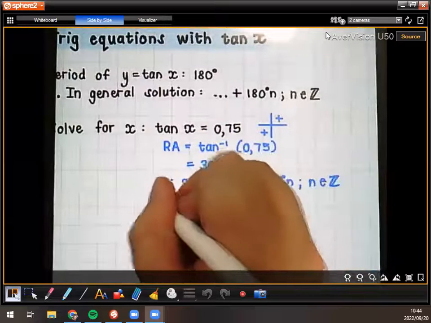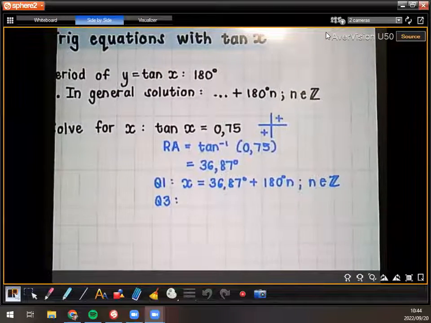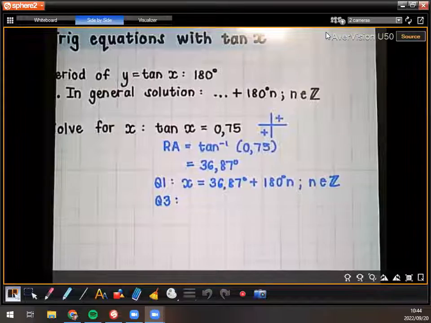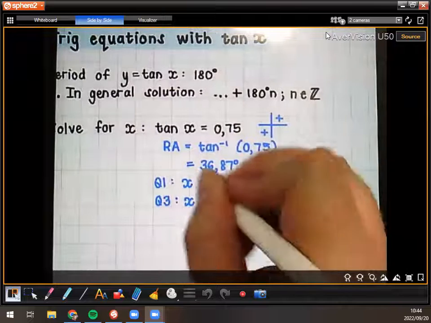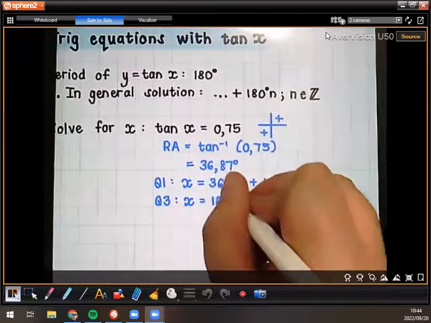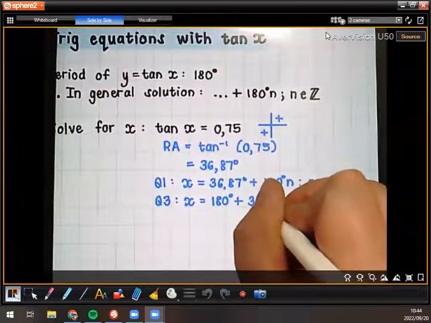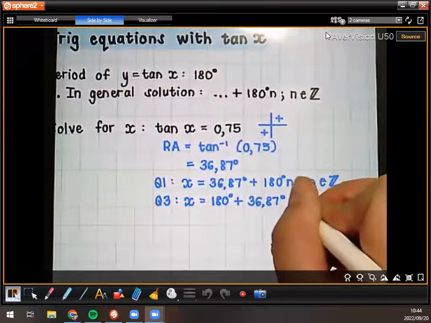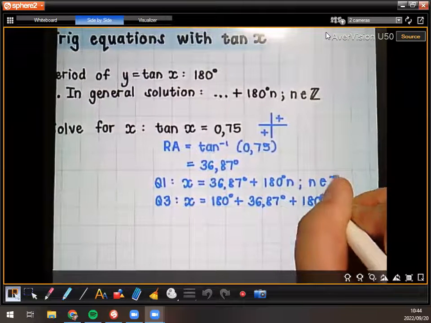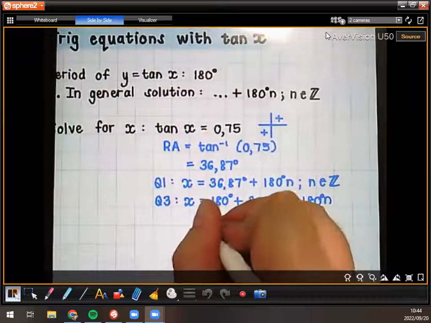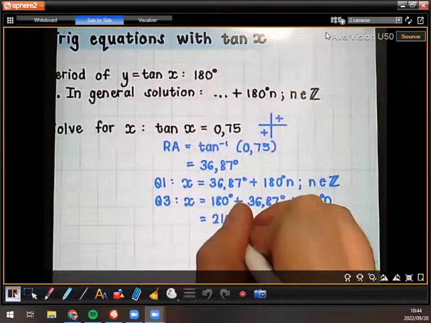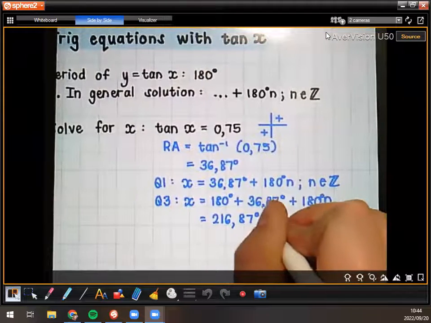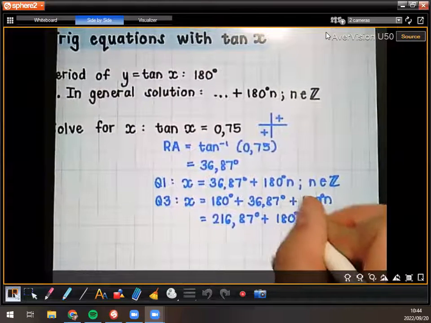So what I'm going to do is write the second one, and then I'm going to make a note next to it that it's actually unnecessary. You are allowed to write the second one down, but it's just going to take extra time. But just to show you exactly why we don't need to, let's write it down. 180 plus the reference angle, which is 36.87, plus 180 n. And this is, what did we say now? 216, thank you. 216.87 plus 180 n.